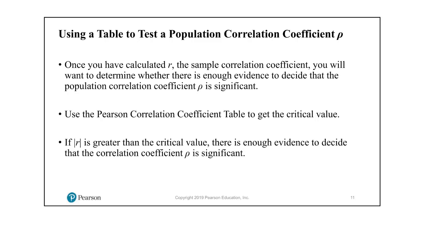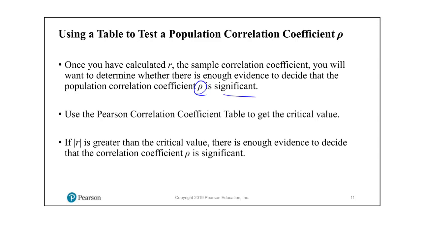So as we were doing before with the hypothesis testing on 1 and 2 samples, we want to know if this correlation between these two variables is significant. So we're going to use two things. We're going to use the R value that we have calculated and the size of the sample to decide whether the rho, the true correlation between these two variables, is significant.